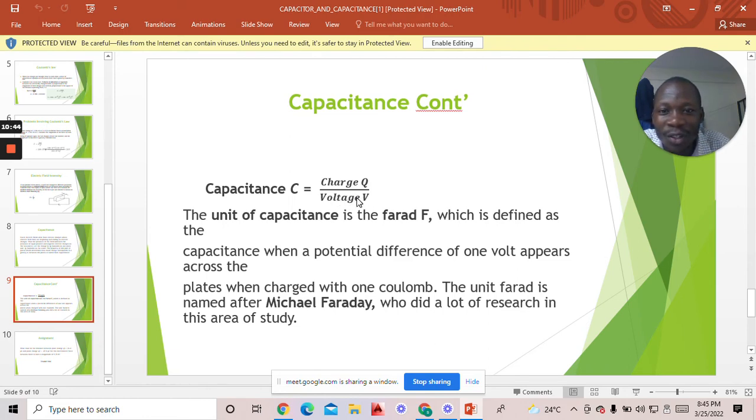And the unit of capacitance is the farad, which is defined as the capacitance when a potential difference of 1 volt appears across the plates when charged with 1 coulomb. The unit farad was given after the name of the famous scientist Michael Faraday, who did a lot of research in this field.